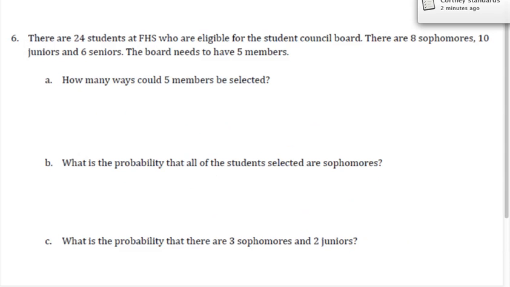So there are 24 students today who are eligible for student council support. Sophomores, juniors, and seniors need to have 5 members. How many ways can 5 members be selected? Well, 6 juniors, 6 seniors, 10 juniors, 8 sophomores, for a grand total of 24 kids. Choose 5. So nothing more than a combination.